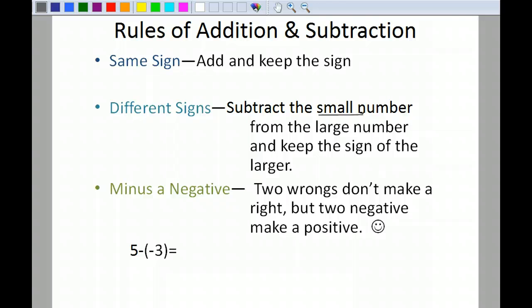And sometimes we're also going to have minus and negative. I kind of think of this as two wrongs don't make a right, but two negatives make a positive. So when I have 5 minus negative 3, I have two negatives. Two wrongs don't make a right, but two negatives side by side like that make a positive. So I really have 5 plus 3, and 5 plus 3 is 8.